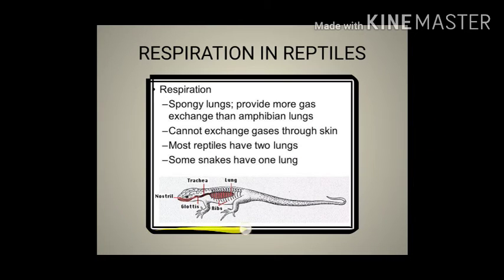Now moving on to the next, respiration in reptiles. In reptiles, they have spongy lungs. These lungs provide more gas exchange than amphibian lungs. They cannot exchange gas through skin. Most reptiles have two lungs, but some snakes have only one lung.